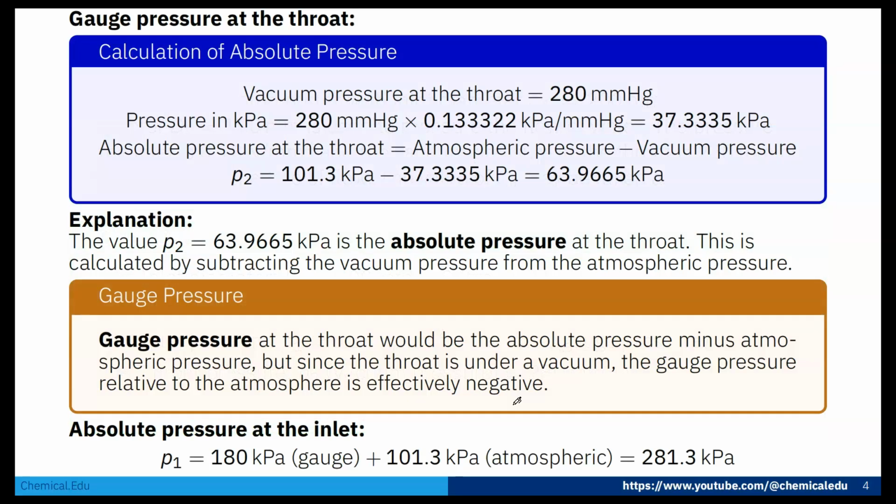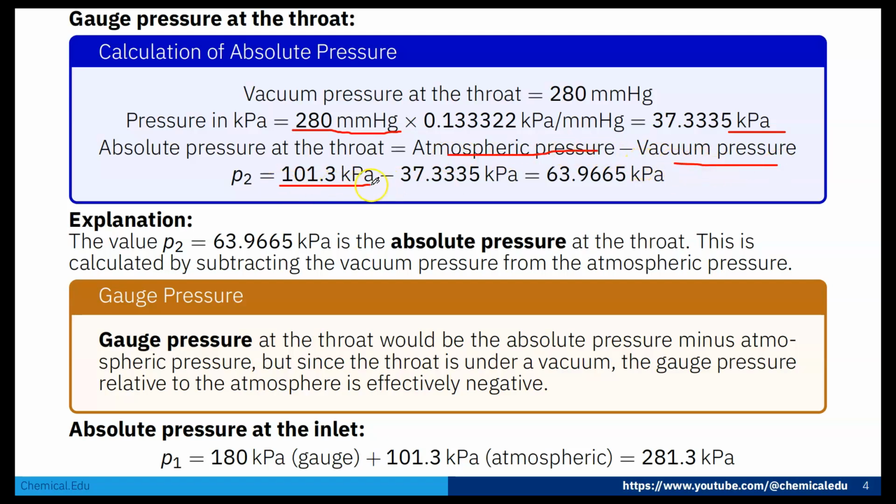Now calculation of absolute pressure at the throat. So vacuum pressure at the throat is given as 280 mmHg. Pressure in kPa, so that is 280 mmHg into 0.13322 kilopascal per mmHg. So from here we can convert mmHg, so that is 37.335 kilopascal. Now absolute pressure at the throat is atmospheric pressure minus vacuum pressure.